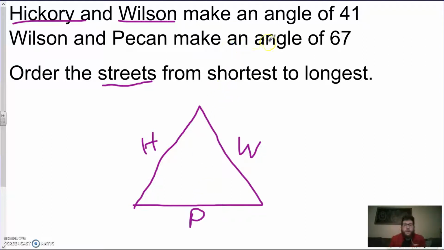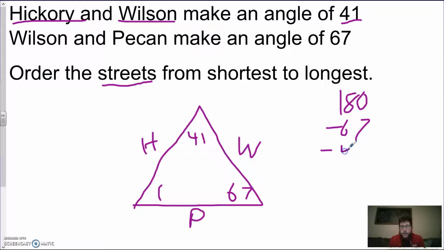And what I'm going to do is plug in my angles. I see that between Wilson and Hickory, it's 41, so I'm going to put that 41 right up here. Between Wilson and Pecan, I'm going to put a 67. I'm sorry, that's right here. And then I'm going to do 180 minus 67 minus 41, and that comes out to, like, 72, I believe? So this one is 72.